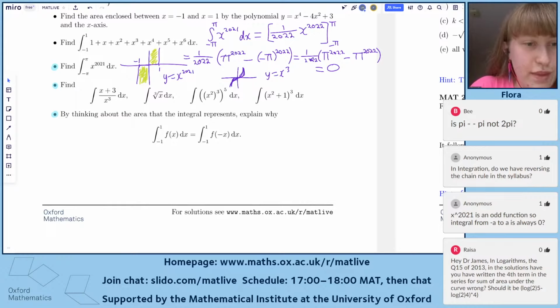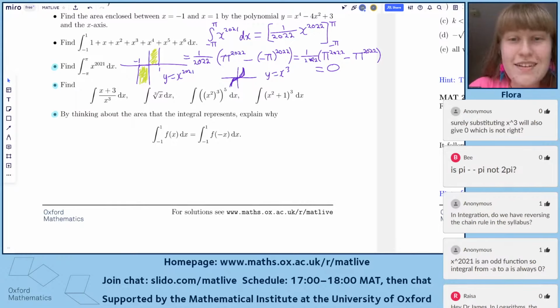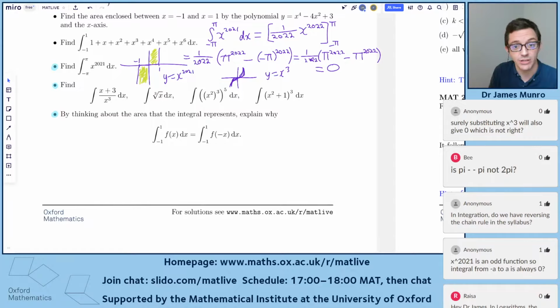Magic. Brilliant. People in chat are calling that a result that's like an odd function thing. Yeah. If you've got a function where f of minus x is equal to minus f of x, and you're integrating between minus a number and positive that number, I think people in chat have seen that you always get 0 as the answer, for the same reason as you've got. Yeah, that's great.